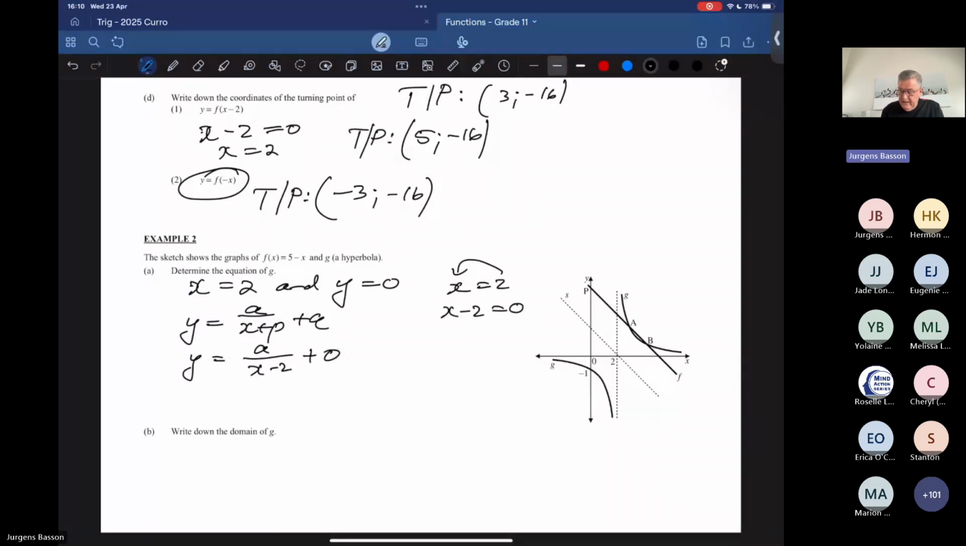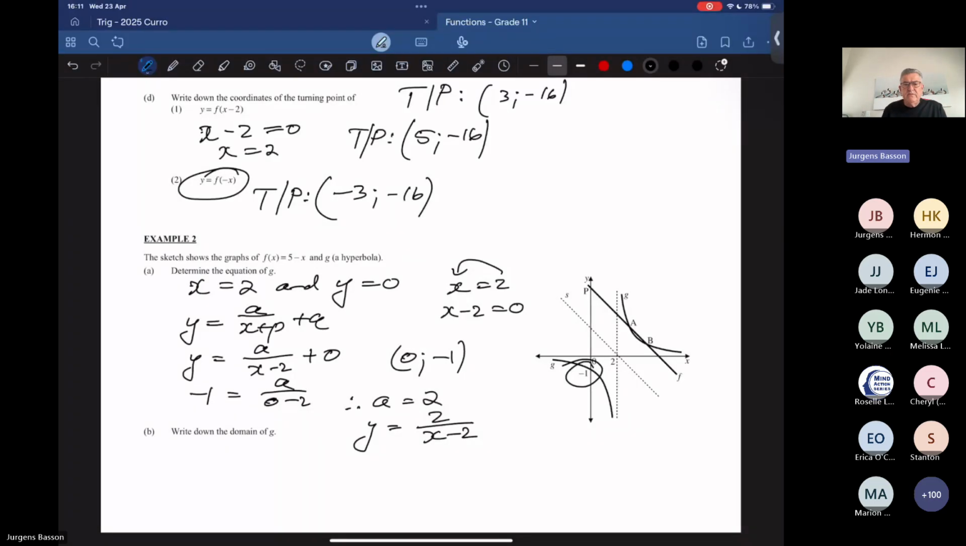So now we need to find a. To find a, we need a point on the graph, and you notice there's a point given to us on this graph, which is at -1 on the y-axis. So we're going to substitute 0, -1 so that we can solve for a. So we say -1 is equal to a over 0 minus 2. And if we multiply both sides by that -2, we get a is positive 2. So that means this equation is then 2 over x minus 2.